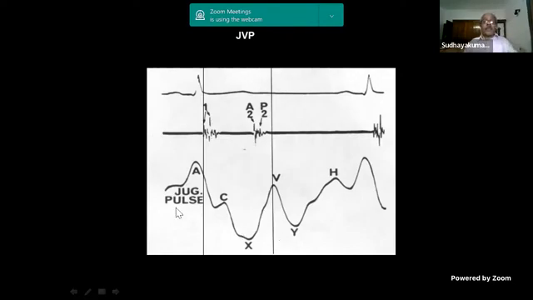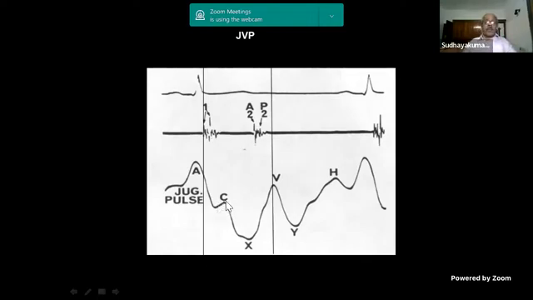The A wave is due to atrial contraction. The descent of the A wave, due to atrial relaxation, is the X prime, the first part of the descent. Then you get the C wave during isometric contraction. The ventricular pressure rises and pushes the tricuspid valve apparatus upwards, so there is a transient elevation of the right atrial pressure which produces the C wave. Earlier it was thought to be a carotid artifact, but that is unlikely because this occurs during the isometric contraction phase.